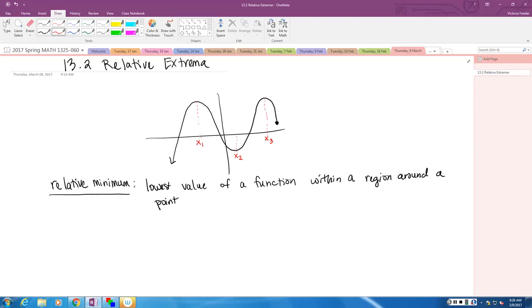So it says within a region around a point. So I can say I'm looking over here and here and here. So there's actually, well, this is a minimum, isn't it? You guys were all saying x2. But this is actually a relative minimum, isn't it? Because around this area, this interval, this is going to be like the lowest, right? Okay, but I want you to notice the wording. It says the lowest value of a function. So if I'm talking about x2, and then let's call that x4, so we have something to discuss.